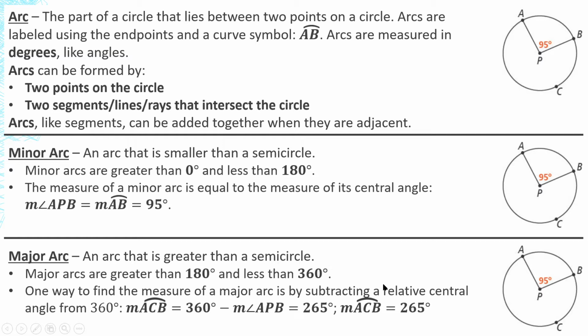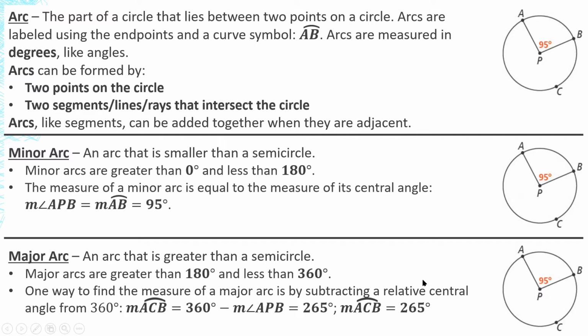Now for this example, I'm showing you how arcs can be added together or subtracted, for that matter. You can do both. Since we know that arc measure AB is 95 degrees, I can take that away from 360 and that gives me the rest of it, which would be arc ACB. So arc ACB is 265 degrees.